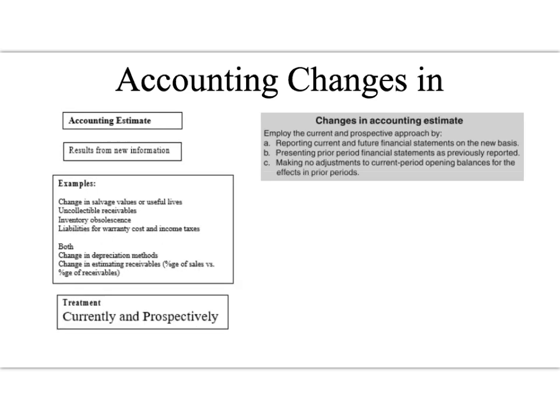Okay, how about a change in accounting estimate? What are those? Those will result from new information. So, for example, a change in salvage value or useful life of assets, or maybe a change in uncollectible receivables, how much you're estimating. Maybe it used to be 5%, now it's 7%. Or a change in inventory obsolescence. It used to be $10,000, now it's $15,000. Or a change in liabilities for warranty cost and income taxes.